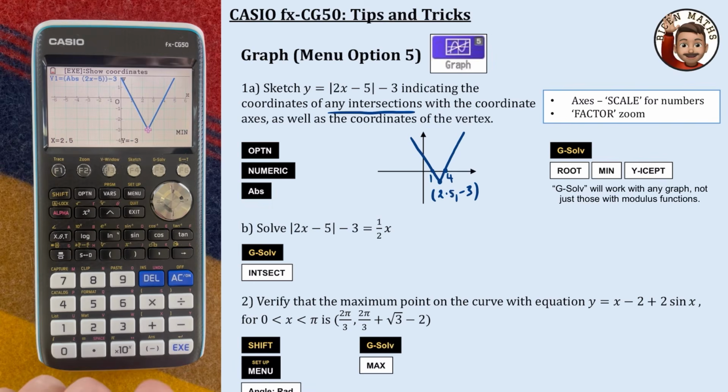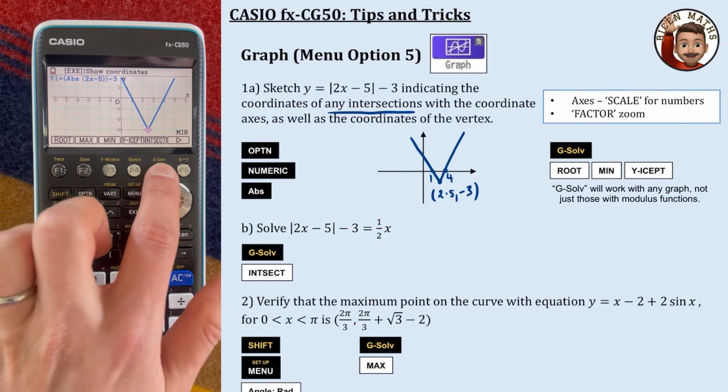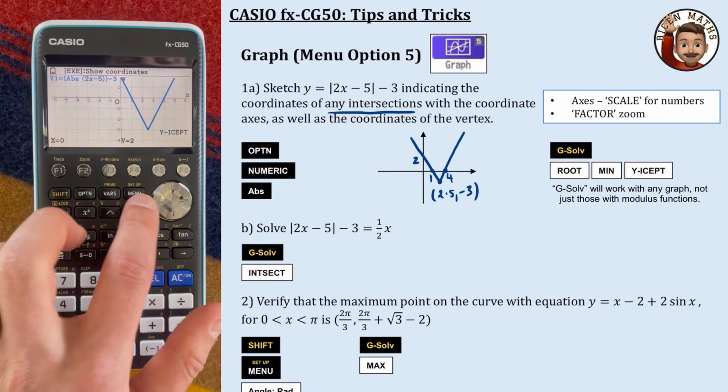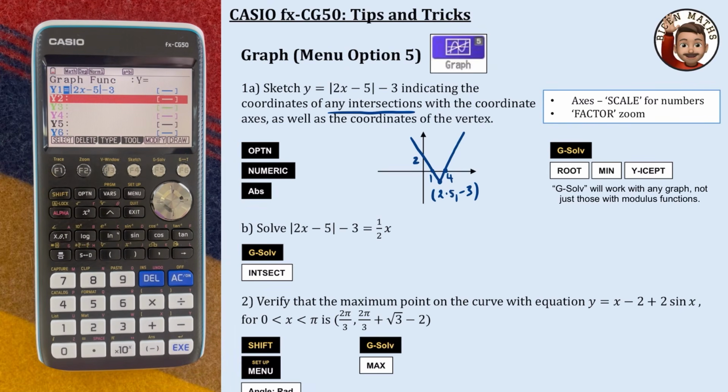And it also wants us to know where it crosses the y-axis as well. So I'm going to do G-Solve again, and I'm going to look for the y-intercept. Now the y-intercept is 2. Again, these were pretty obvious from the graph, but it's just nice in case you had a slightly more complex one like this.